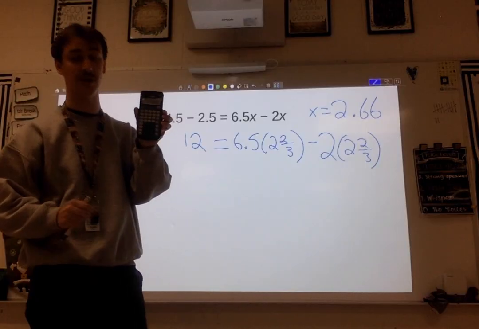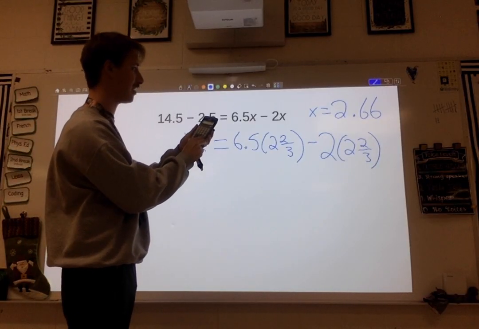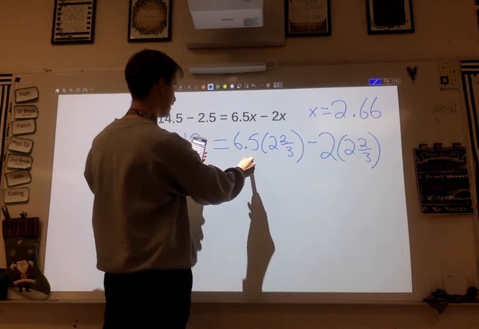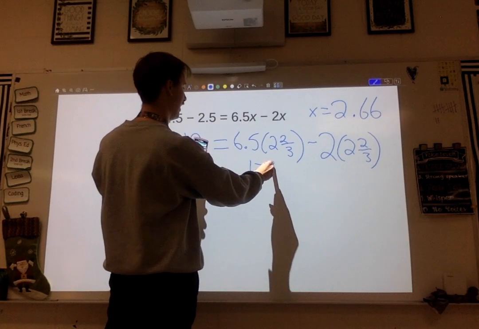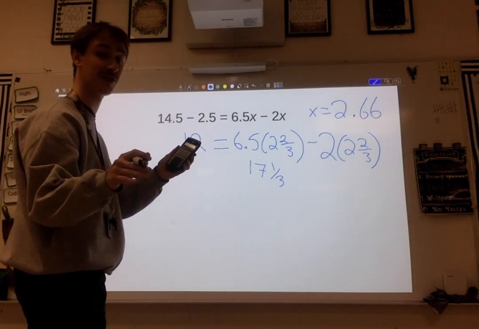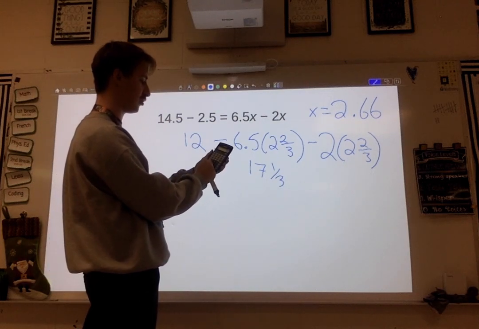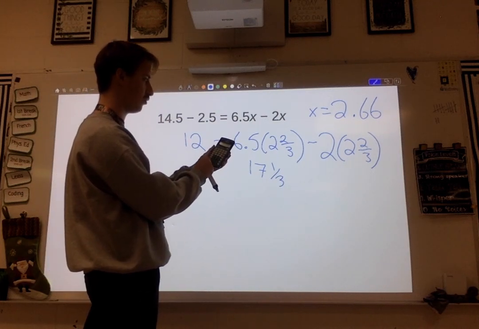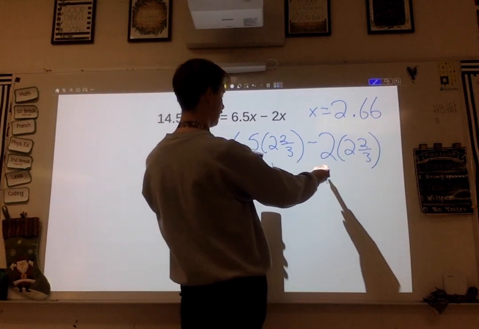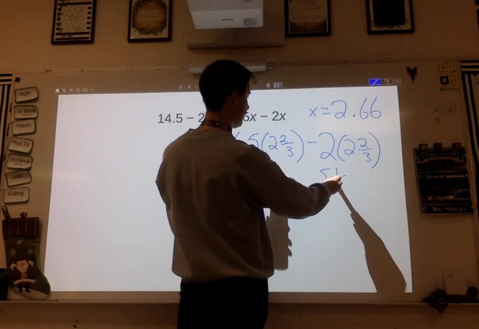I have a fraction button on here. If not, you can just punch it in as a decimal. And then I'm going to hit equals. I've got 17, and we're going to keep our fraction here. Fractions are much nicer to deal with than decimals, and we are going to have 2 times 2 and 2/3. That gives us 5 and 1/3.